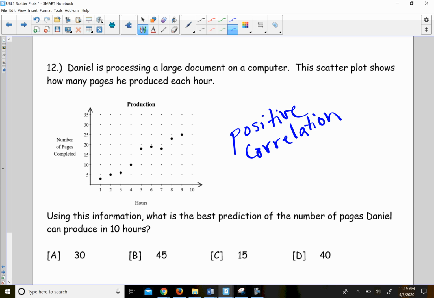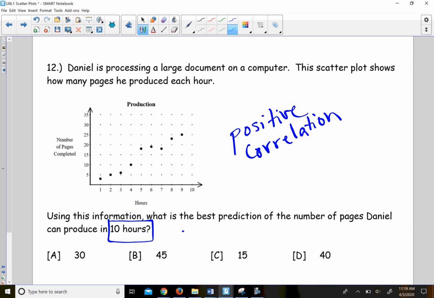Okay, using this information, what is the best prediction of the number of pages Daniel can produce in 10 hours? It's really important to be careful when you're making a prediction. Are they giving you an X value or a Y value? Because it matters where you start. So 10 hours would be right here. Basically, where would the dot fall for this piece here? Let me erase that because it's not a very good line. Where would the dot fall at 10 hours?